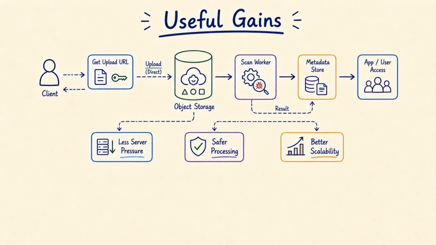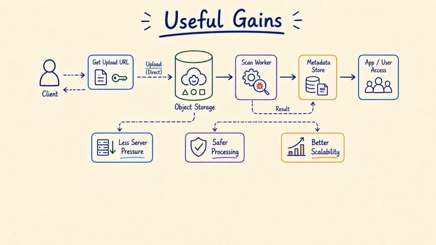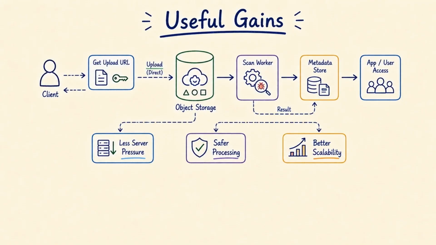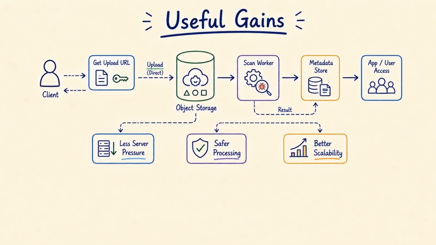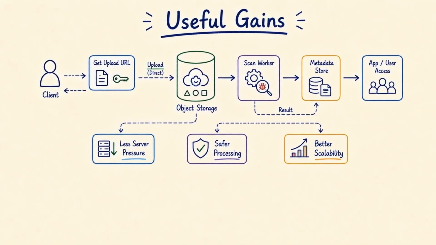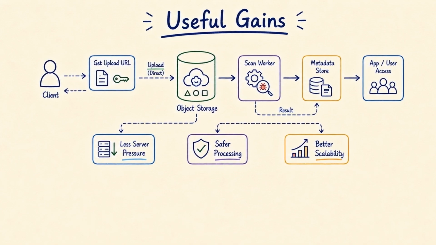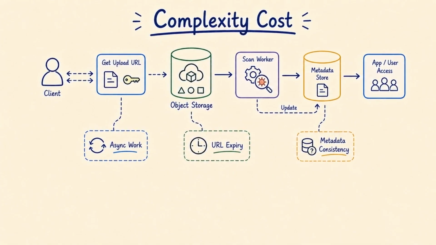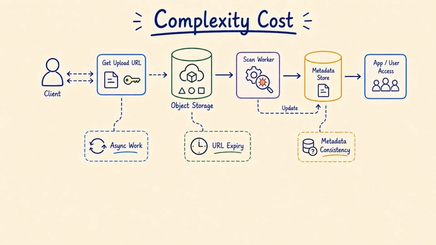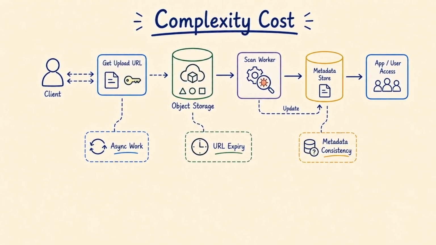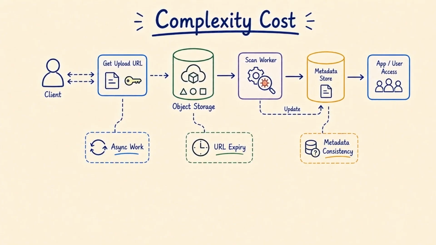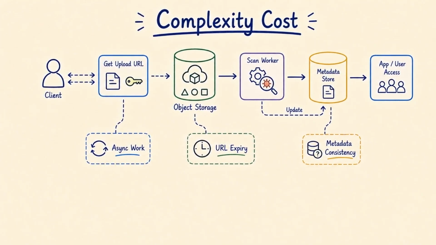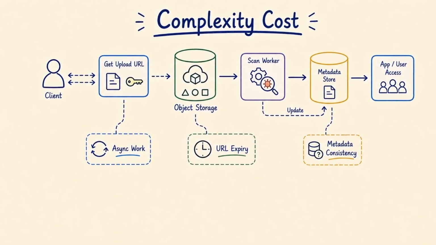This is what you gain from the stronger design. Direct-to-storage upload paths reduce server pressure and make large file handling much more practical. Those gains are why the extra complexity is sometimes worth it, but there is always a bill to pay. The cost of the stronger design is you must manage async processing, signed URL lifecycle, validation outcomes, and metadata consistency explicitly. That trade-off is the real system design conversation.